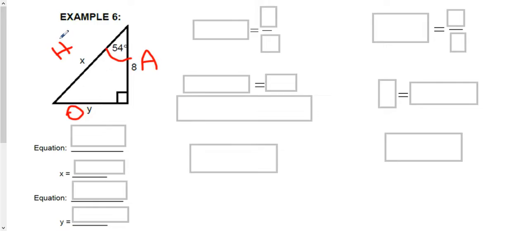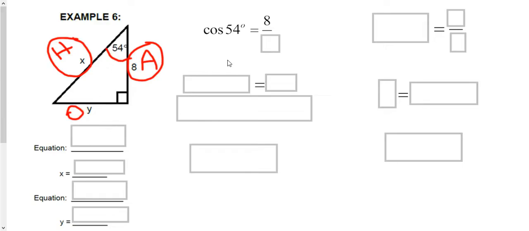Now, I'm going to solve for x first, so I'm going to use this side, the hypotenuse, and the one I know, which is this adjacent side. So adjacent and hypotenuse is cosine. Cosine of the angle, 54 degrees, equals what? The side adjacent, which is 8, over the hypotenuse, which is x. So in this example, notice we've got x on the bottom. You'll see what happens with this. So pay attention, this is a little different.